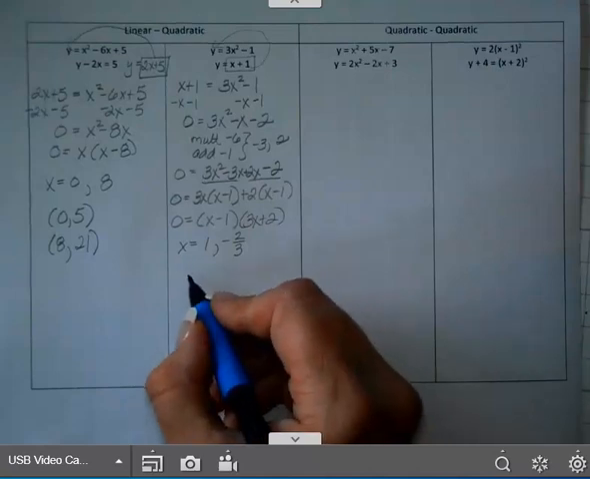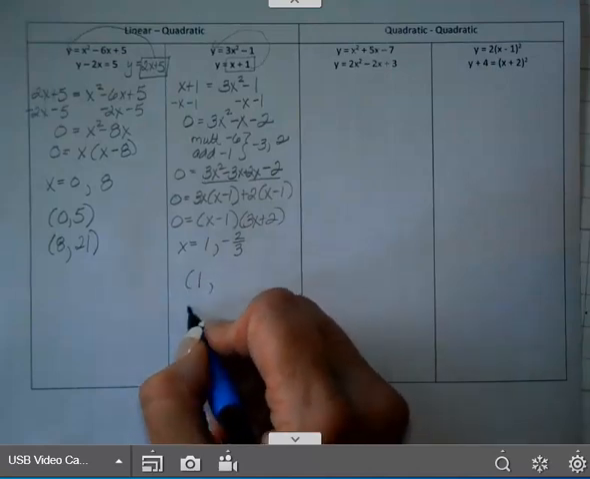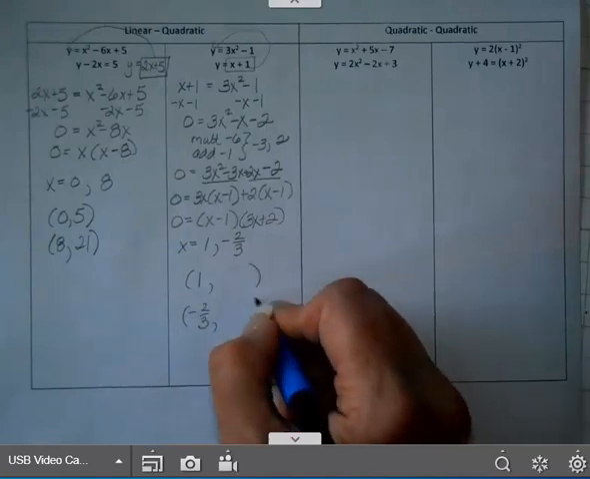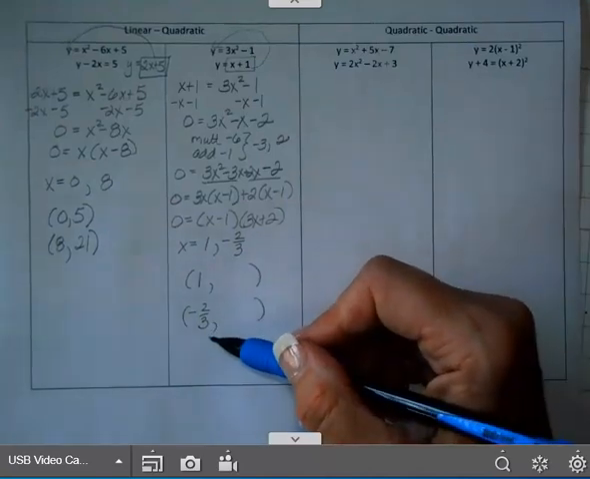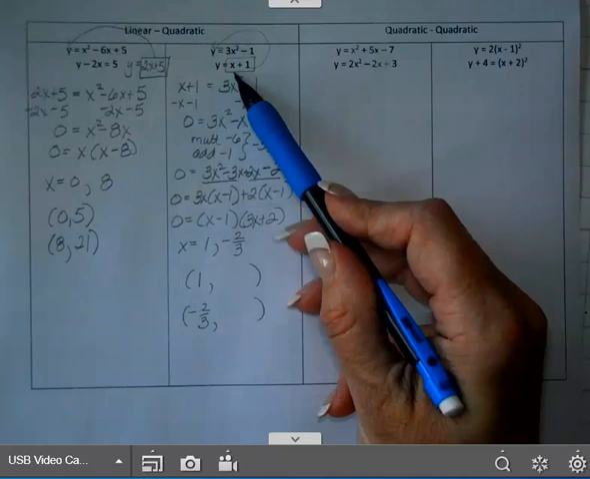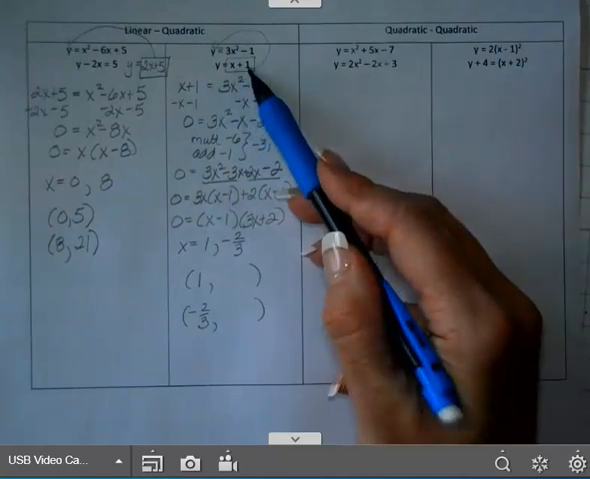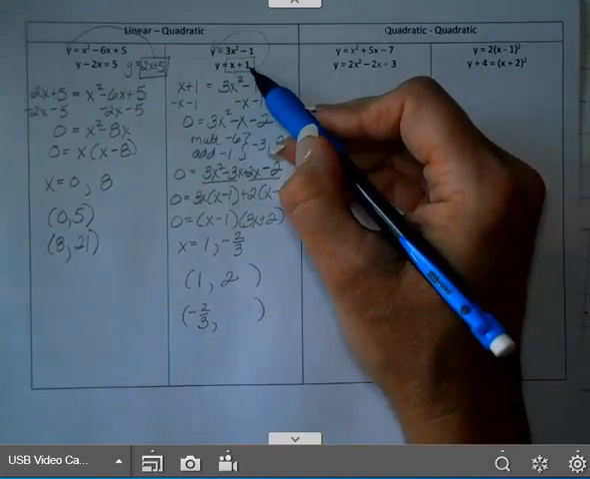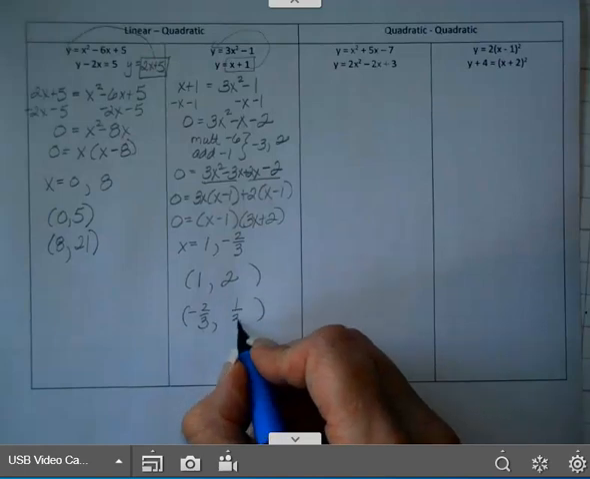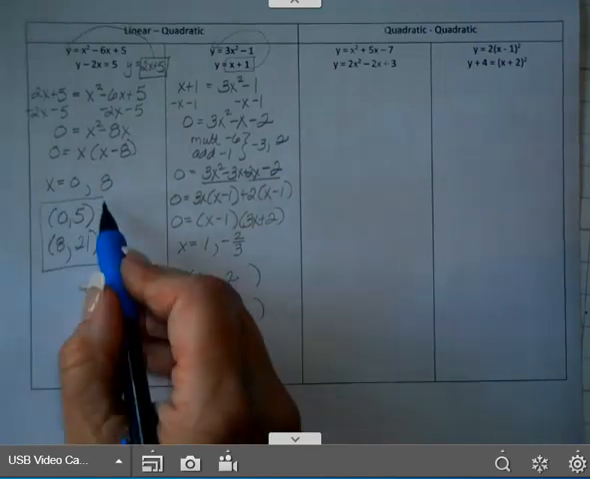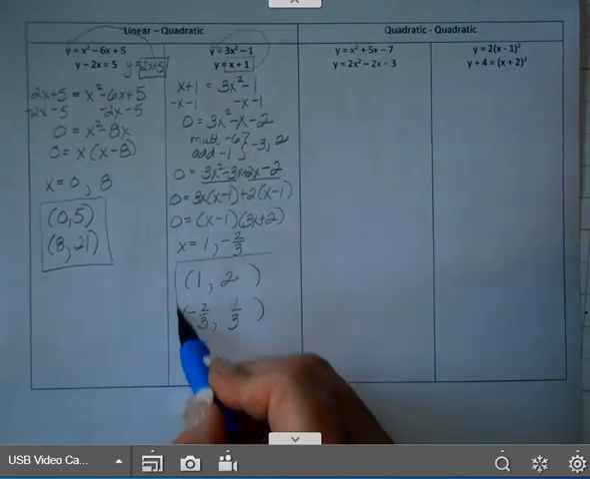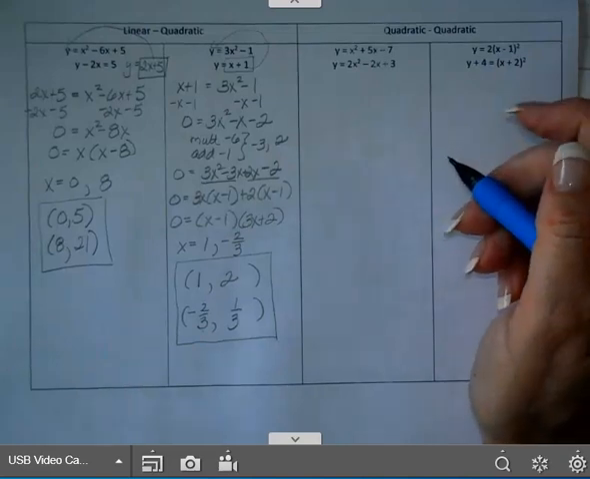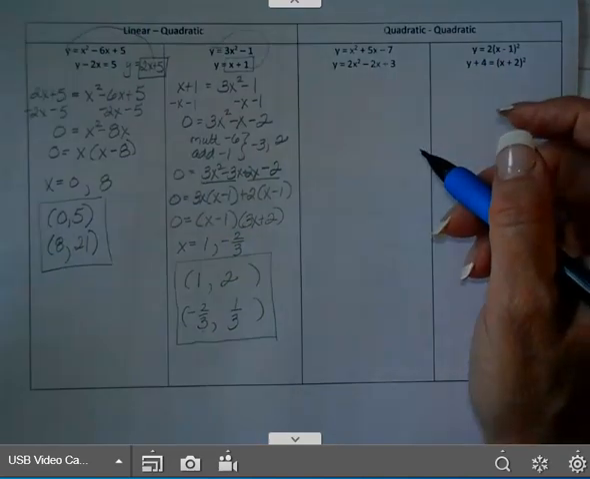I still need to find my y values. So plugging this in, and you can plug it in the top equation or bottom equation, but look how easy the bottom equation is. So plug in 1, 1 plus 1 is 2. Plugging in negative 2/3, negative 2/3 plus 1 is 1/3. Frequently, people find x but forget to find the y's. And you should double check your answers and make sure that they work.